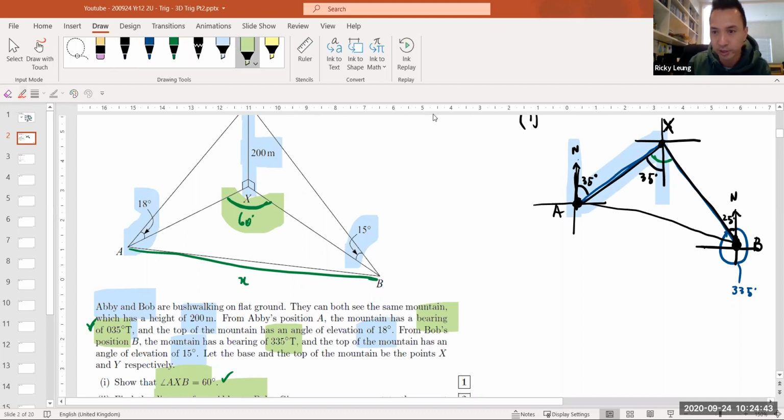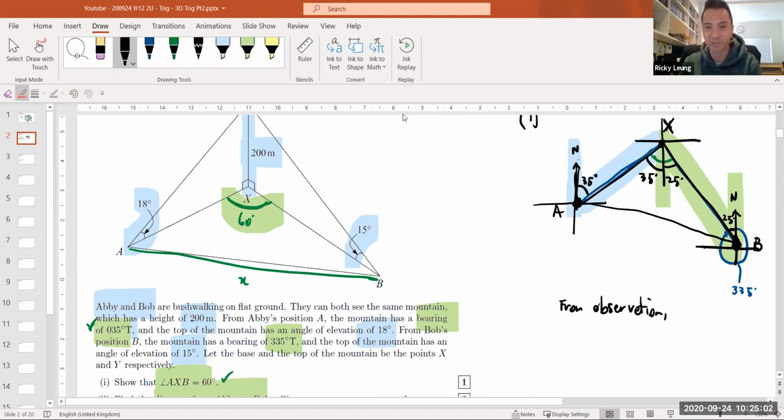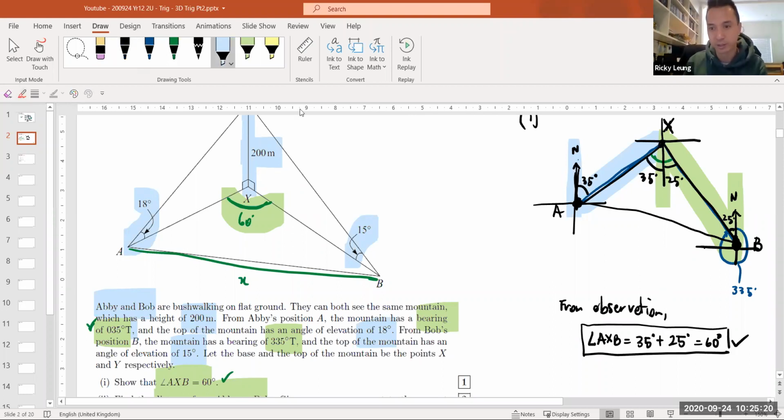Similarly, using alternate angles at B, I get this angle here to be 25 degrees, right? So from observation, which is the way to tell your teacher to look at your diagram and look at your working out, angle AXB is 35 plus 25 degrees, which is 60 degrees. Tick. Yep, all good. So I'll give that a highlight as my answer.